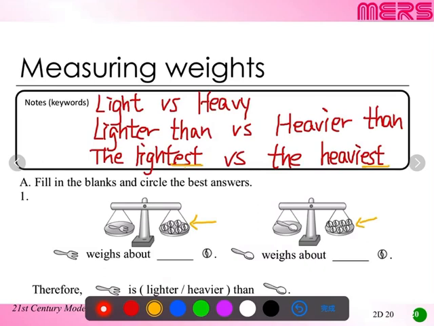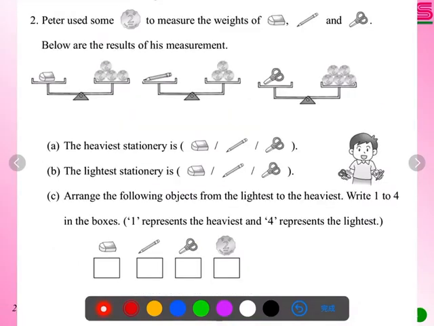Okay, as I said before, sometimes we may use objects to compare. For example, now we are using some marbles to compare the weight of a fork and a spoon. So can you tell me, a fork weighs about 6 marbles. How about the spoon? 7. And now can you tell me, is fork lighter or heavier than spoon? Yes, lighter. Circle lighter.